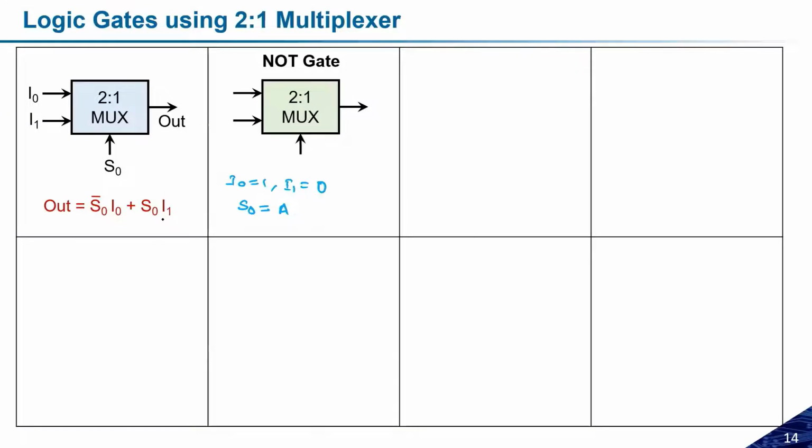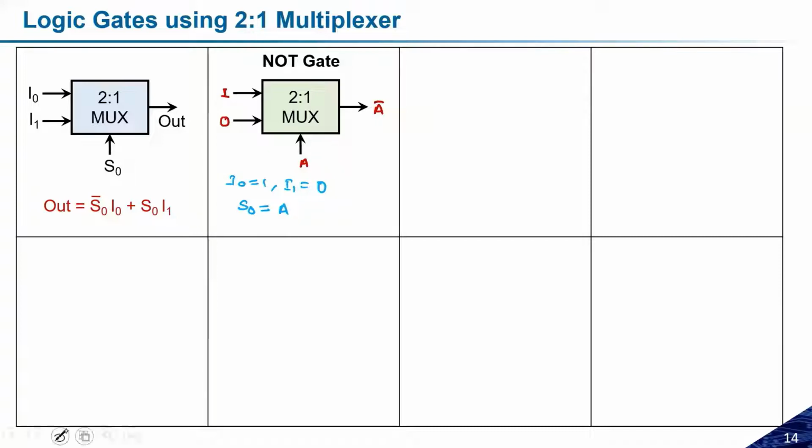If we see here we have the expression. If S0 is equal to A, and I0 is equal to 0, then this term will become A into 0, which is 0. Now, if I1 is equal to 1, and S0 is equal to A, I will get A bar. Absolutely correct. So what I need to do is connect I0 to 1, I1 to 0, and the control signal will be A. So here I will get A bar.